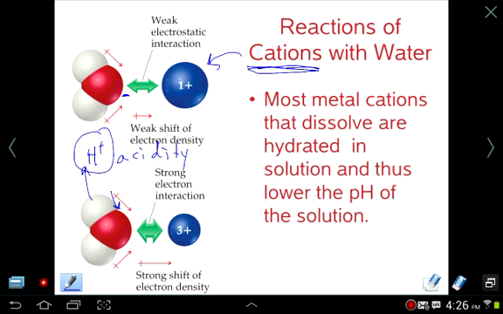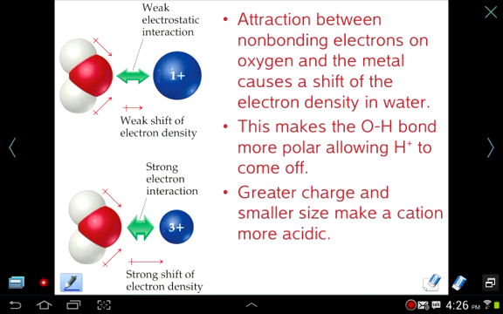Therefore, the pH of the solution gets lowered. And notice here you have a +3 charge. This is a very big effect. A +3 ion, like aluminum +3, has a very big effect on the pH of a solution because of this pulling away the electron density from the hydrogen of water. So this is a little bit more of an explanation of the same phenomenon.